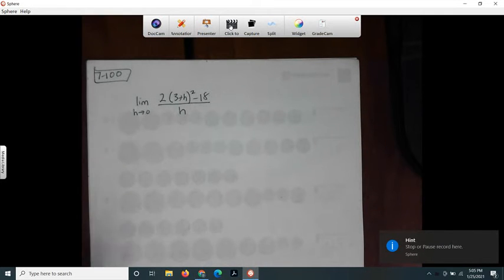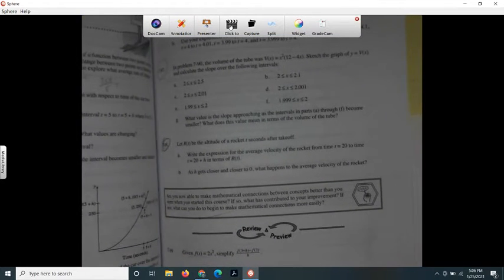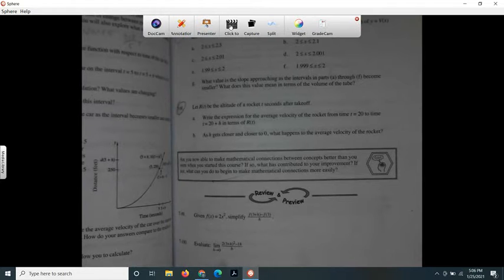Here's Precalc. It's problem 7-100. And it just wants you to evaluate this function as h approaches 0. So I wrote it right here.